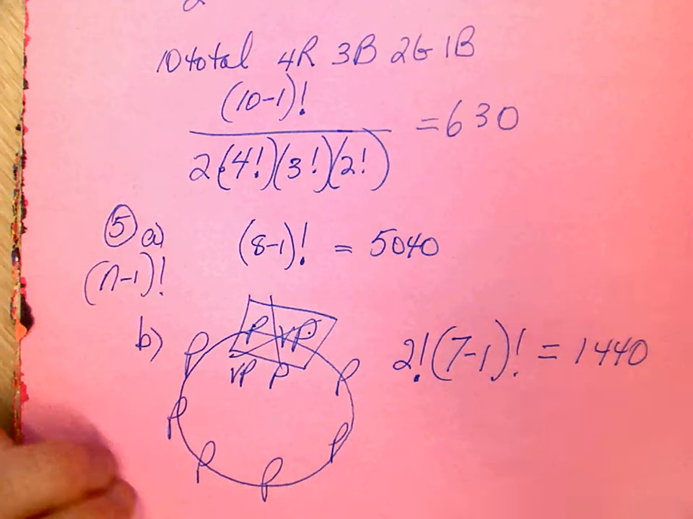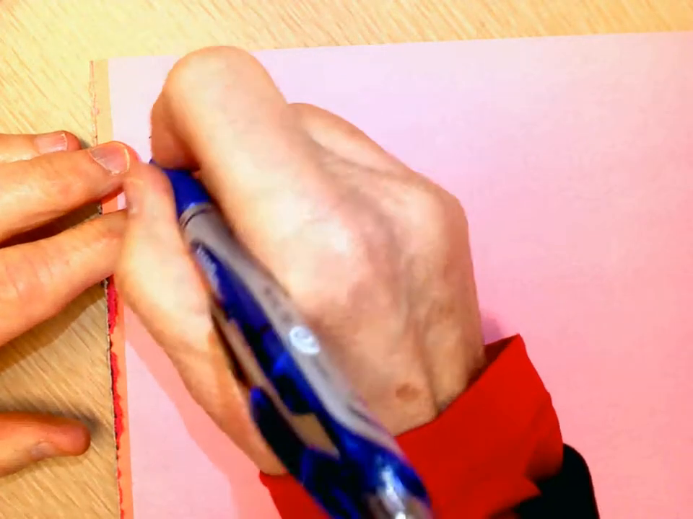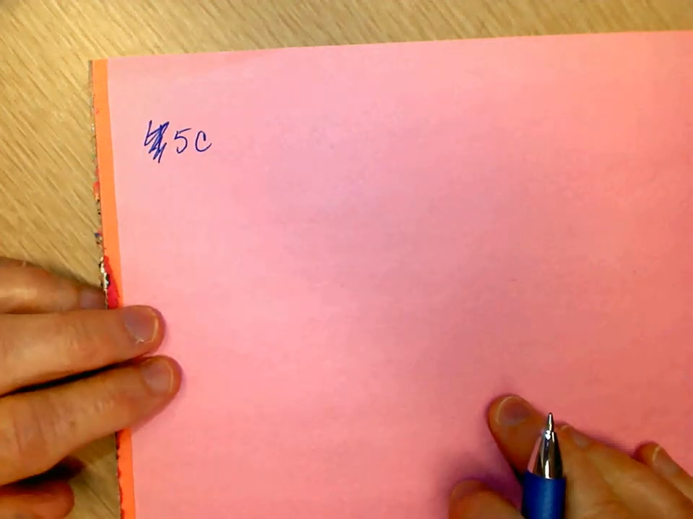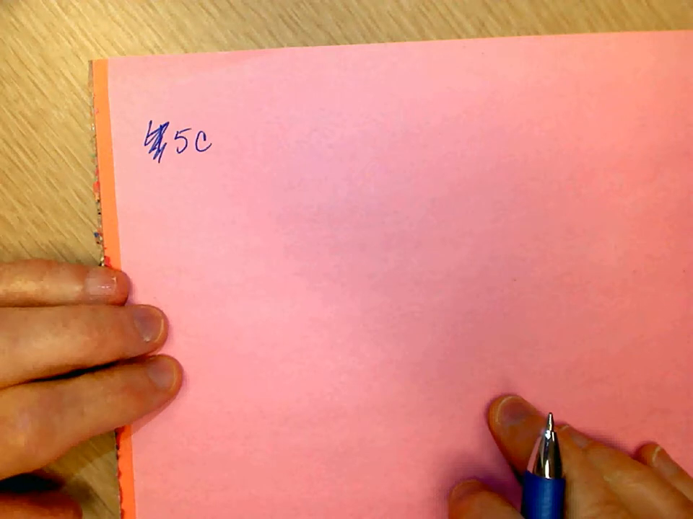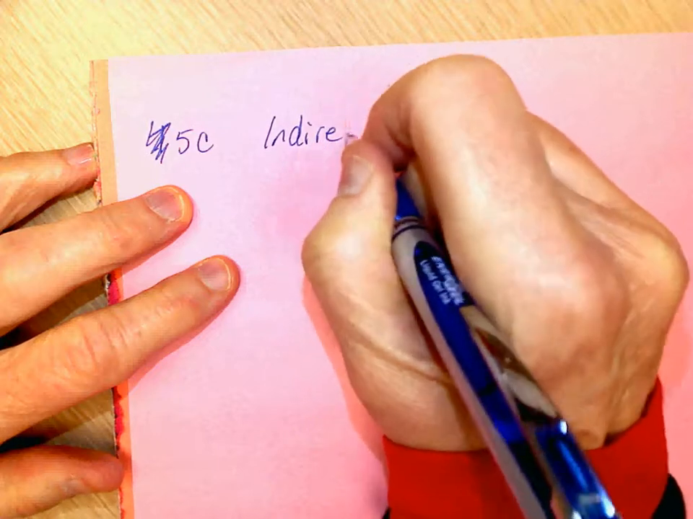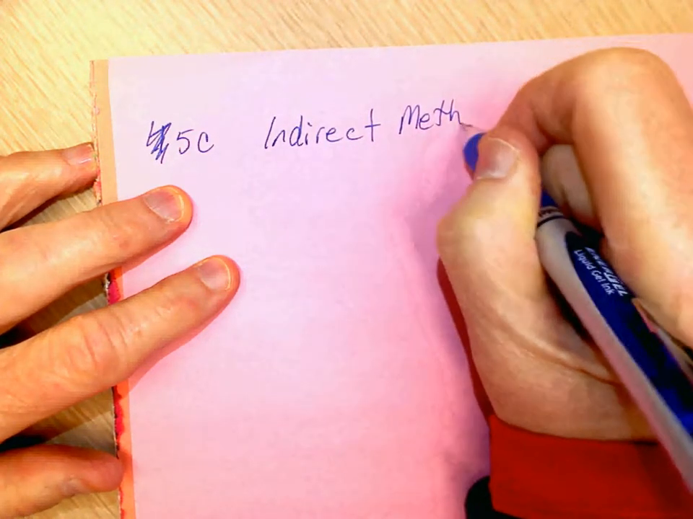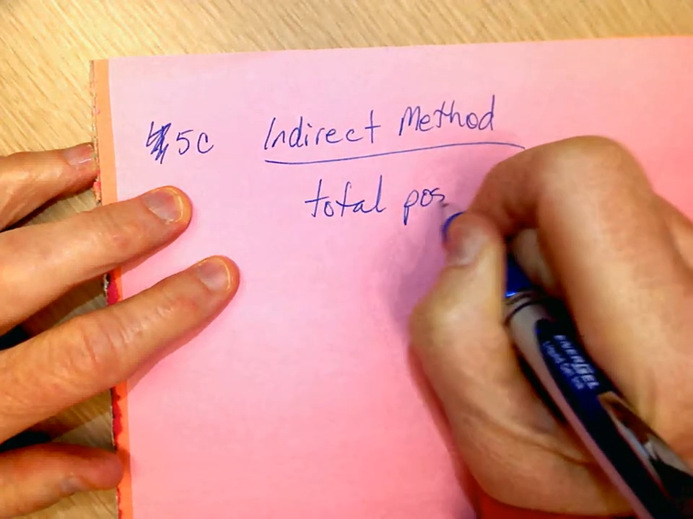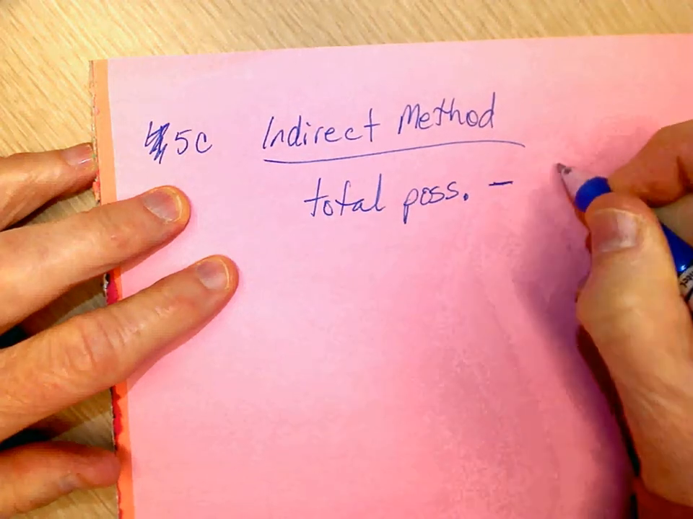Okay. Part C. The company secretary never sits beside the treasurer. Well, the easiest way to do this is the indirect method, and the indirect method involves subtraction. So we could go total possibilities minus 2 people sitting together.